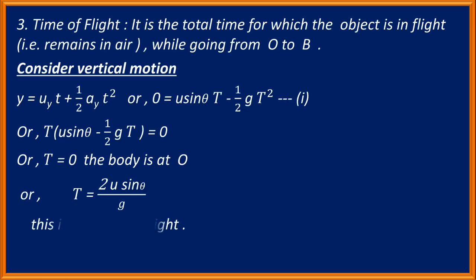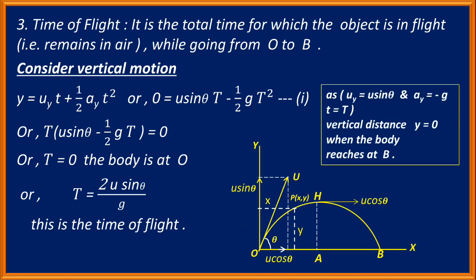Now derivation number 3, time of flight. It is the total time for which the object is in flight, that is remains in air, while going from O to B. So here you can see in the figure the body starts from O and reaches at point B, so that the total time taken by it is equal to time of flight, capital T, and when it reaches at point B, its vertical displacement is 0.